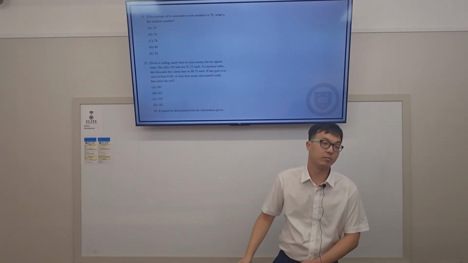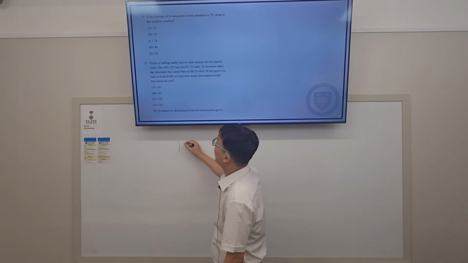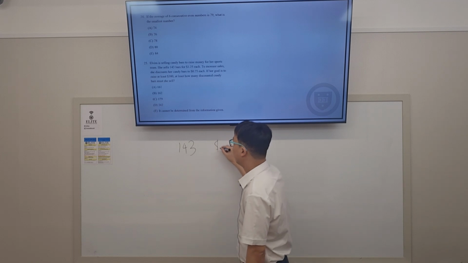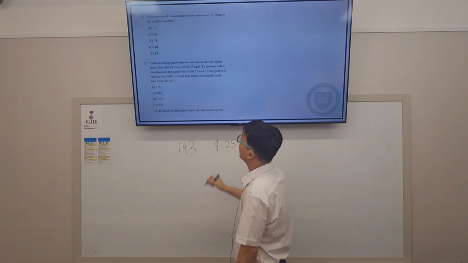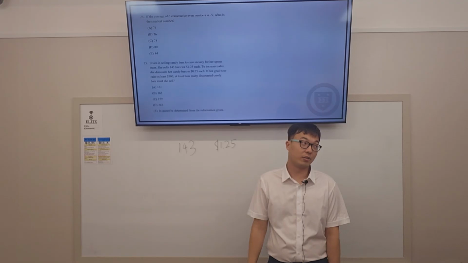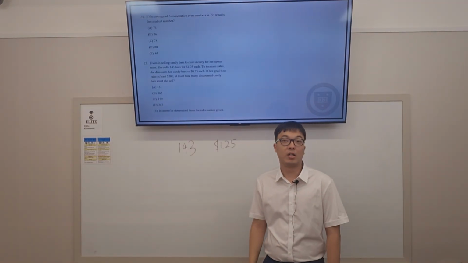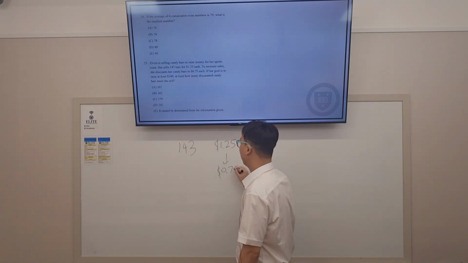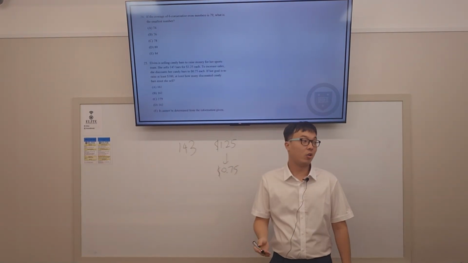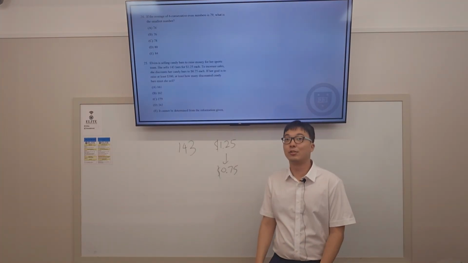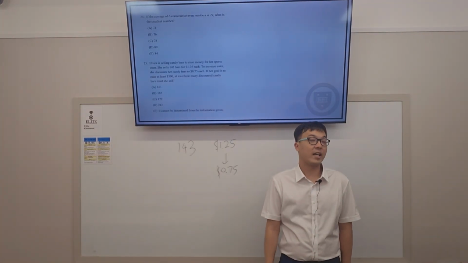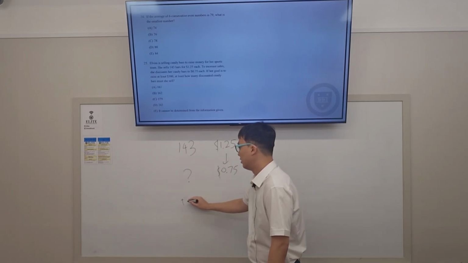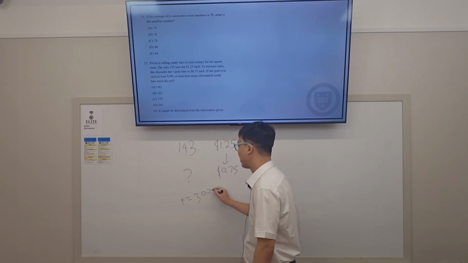The next question that we will look at is: Elvira is selling candy bars to raise money for her sports team. She sells 143 candy bars for $1.25 each. To increase sales, she discounts her candy bars to $0.75 each. If her goal is to raise at least $300, at least how many discounted bars must she sell to reach $300?